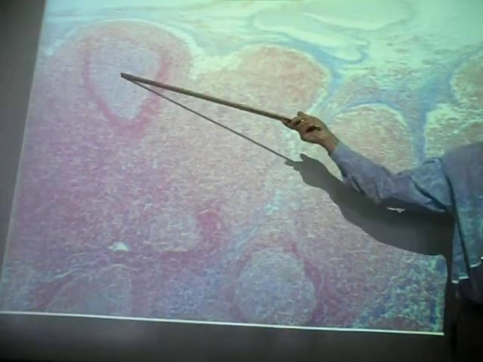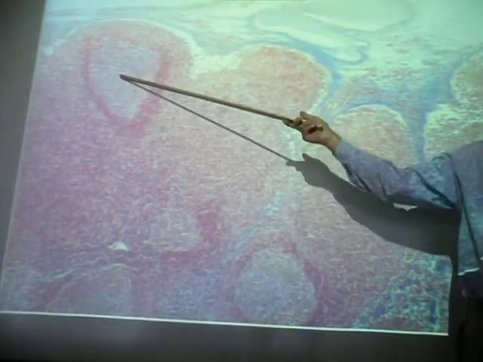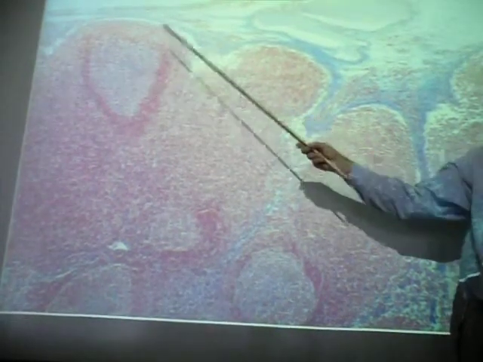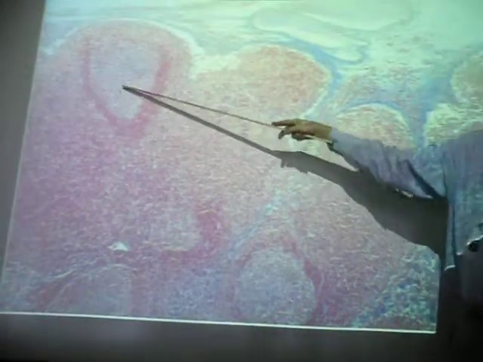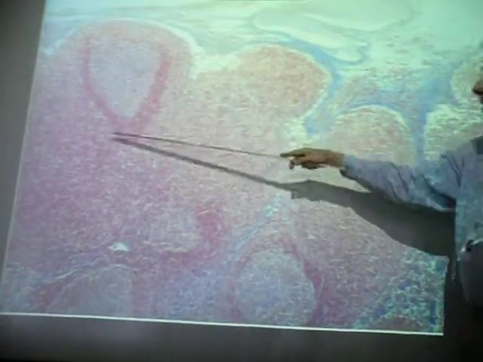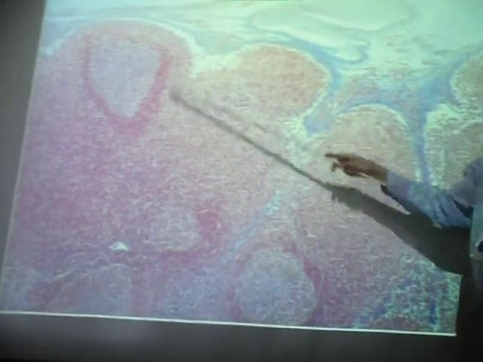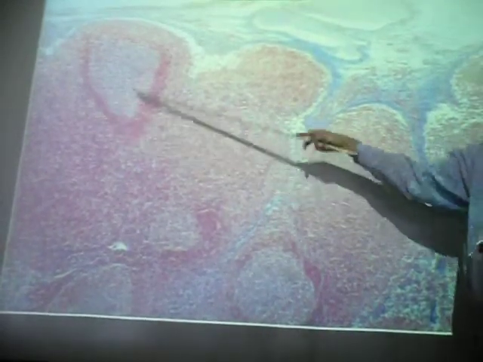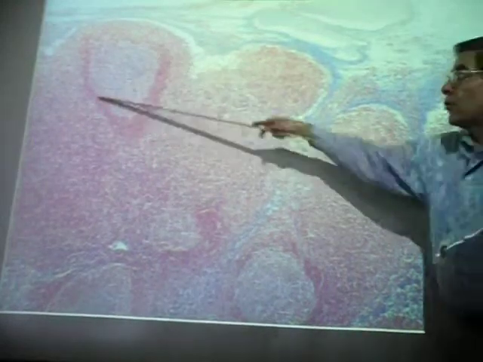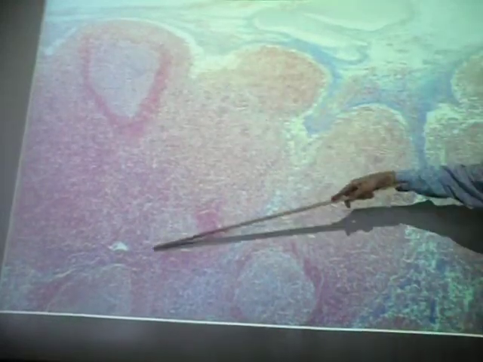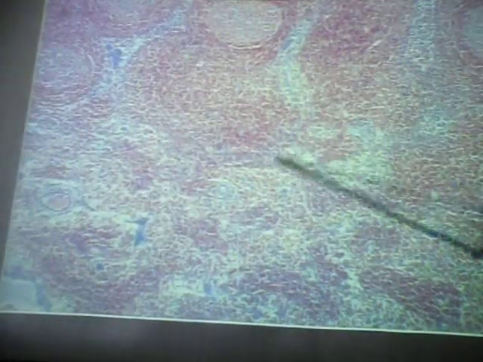What's this? That would be a secondary follicle. You can tell because it's got the light region called germinal center, surrounded by a darker stained region, corona. And these are all lymphocytes here. Okay, these are developing lymphocytes here. These are the older lymphocytes. But eventually they will come down into the medulla and they make up these medullary cords. They'd be found in here.